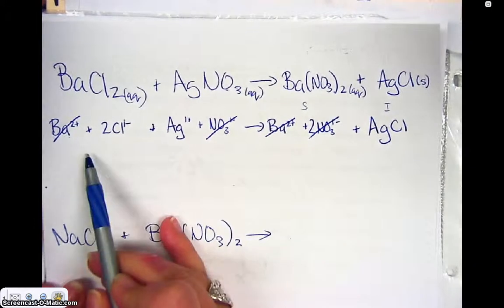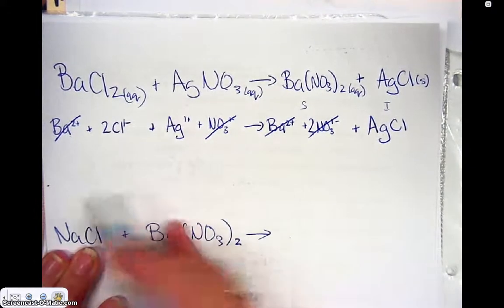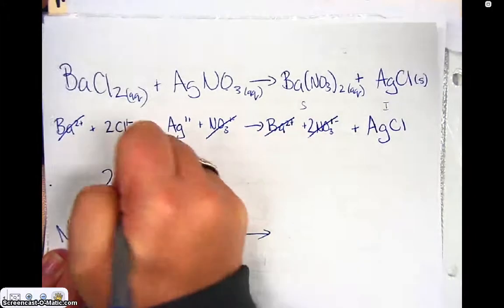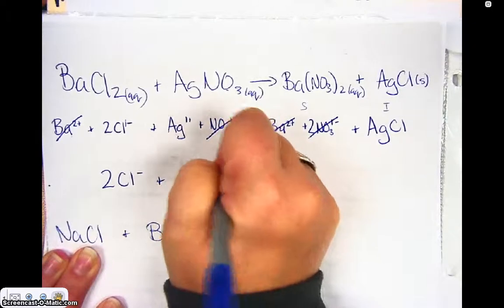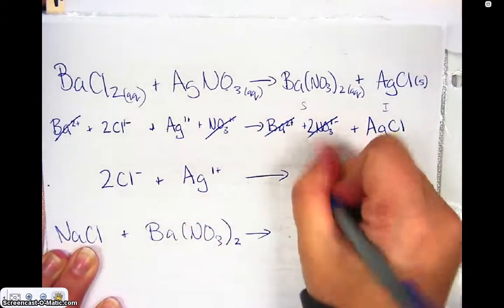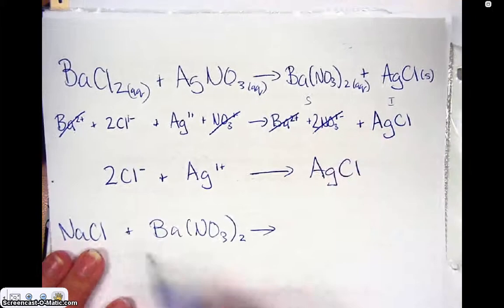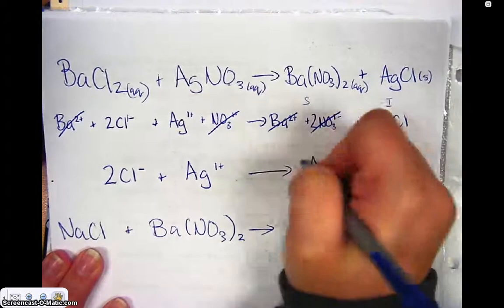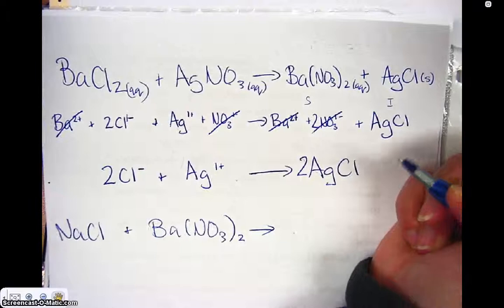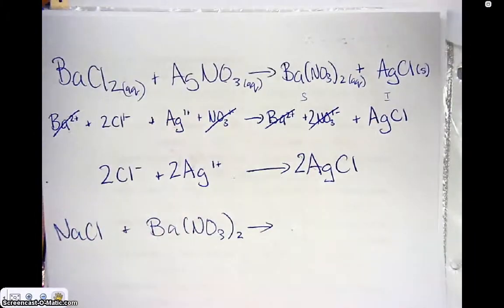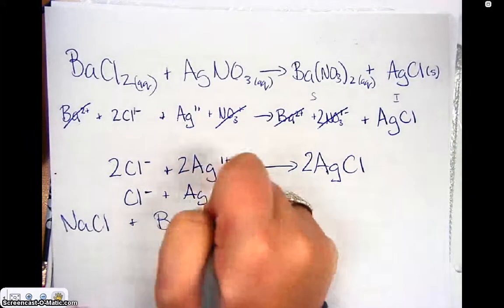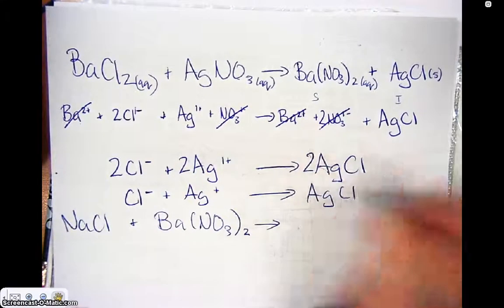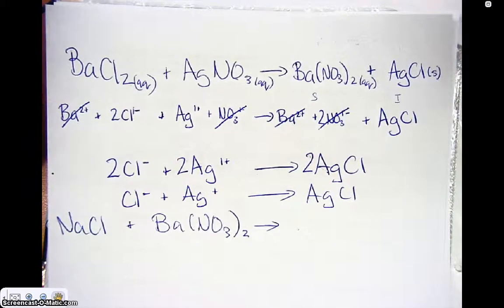And then we'll make our list of what's actually involved, and then we'll balance. So we've got 2 chlorides plus a silver, and then we get silver chloride. And then if I want to go back and balance, I've got 2 over here, so I need 2 here, and 2 here, and then we can see that that reduces. So Cl- plus Ag+ gives me AgCl. Okay, so that would be my net ionic equation for that reaction.